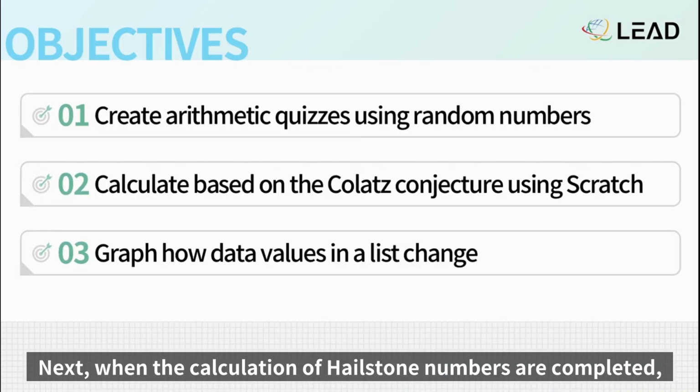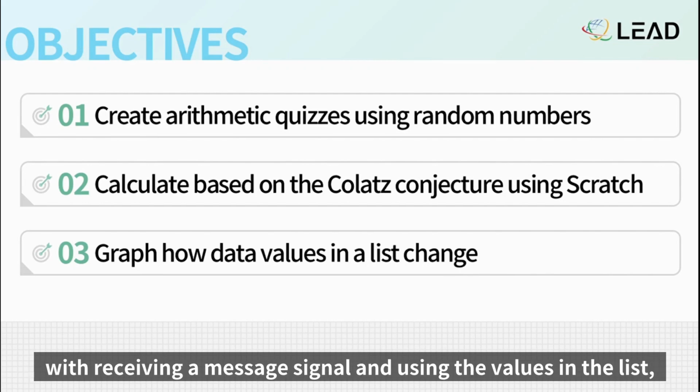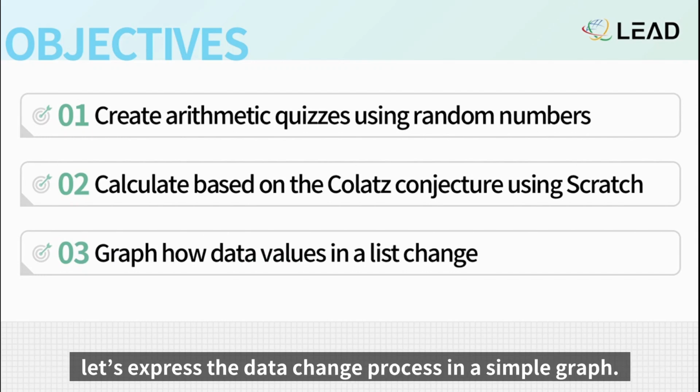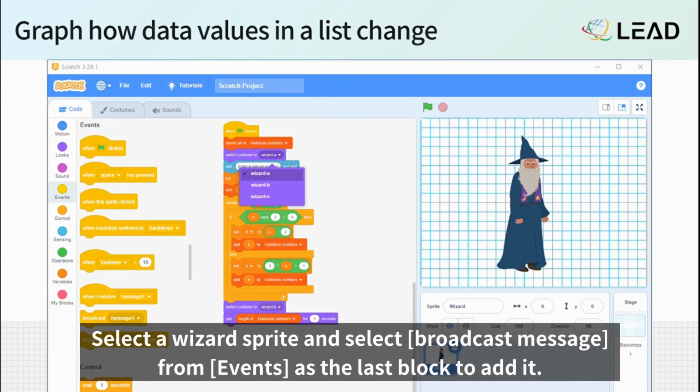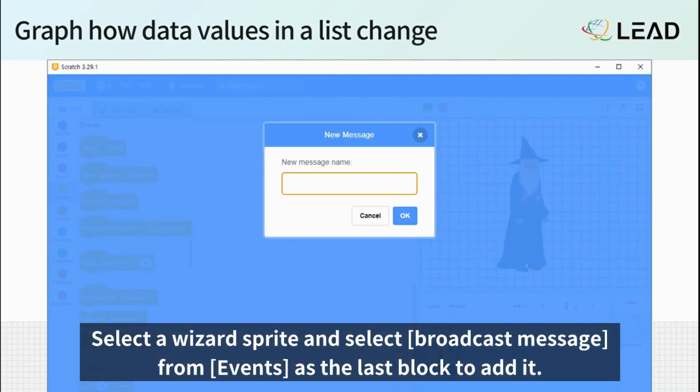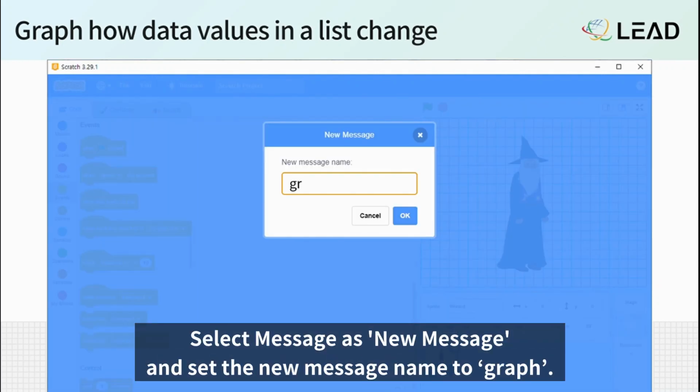Next, when the calculation of hailstone numbers is completed, by receiving a message signal and using the values in the list, let's express the data change process in a simple graph. Select a wizard sprite and select Broadcast Message from Events as the last block to add it. Select Message as New Message and set the new message name to Graph.